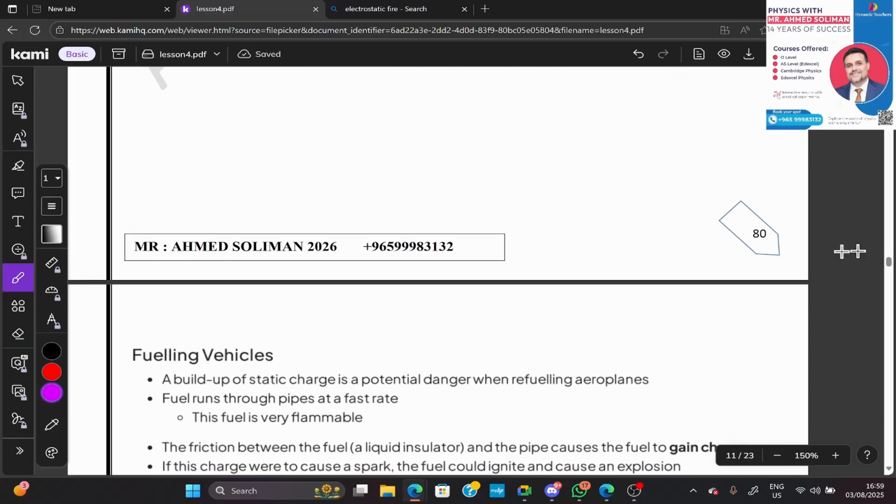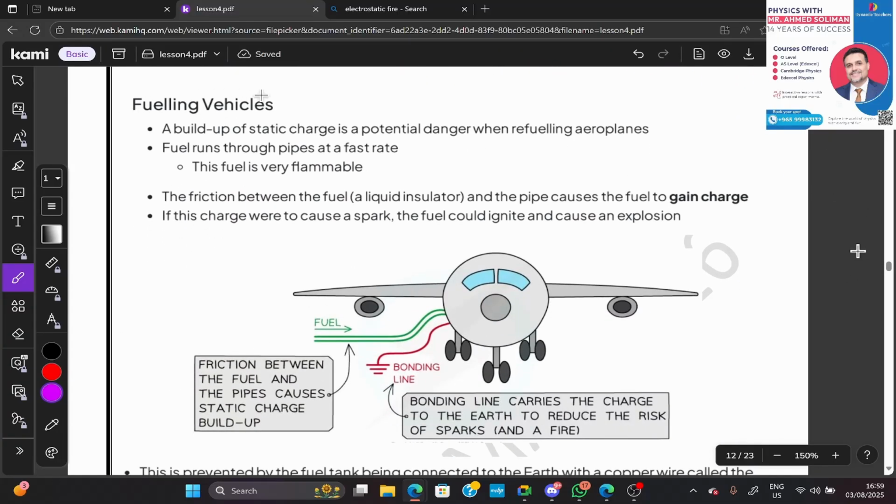After that, we have an example, fueling vehicles. Now, can you read it, Ahmed, for me? A buildup of static charge is a potential danger when refueling airplanes. Fuel runs through pipes at a fast rate. The fuel is very flammable. The friction between the fuel, a liquid insulator, and the pipe causes the fuel to gain charge. Okay, so now what is the reason for charging the fuel? Due to friction between the fuel and the pipe.